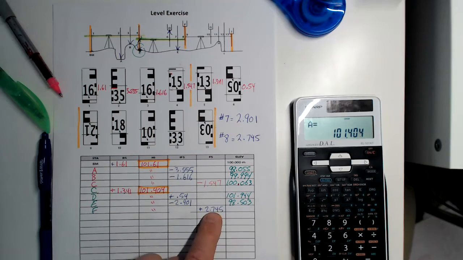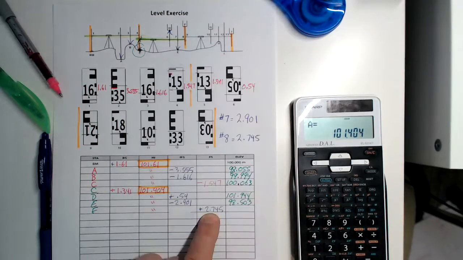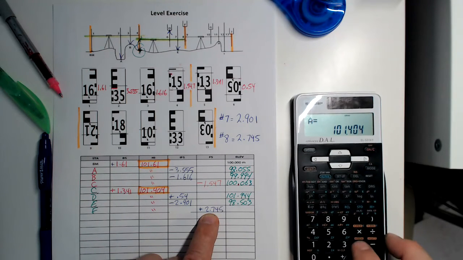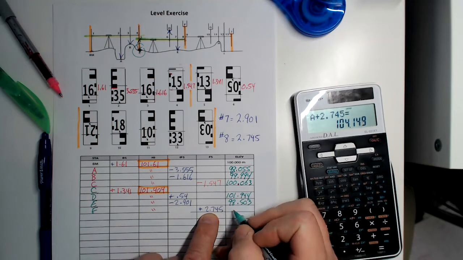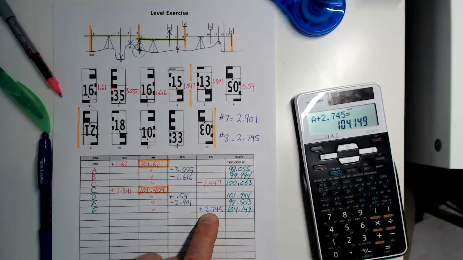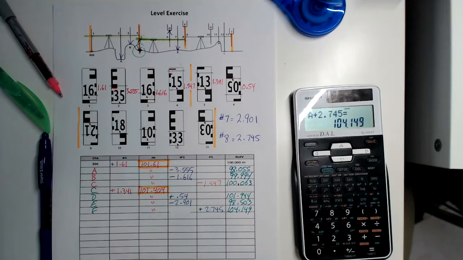Then our last reading, which is a Foresight reading, at our orange marker, is above our instrument height, which means we travel up to get to it, which means we add that reading, which is 2.745 for a final elevation of 104.149. I'm going to go ahead and just keep that in my calculator because I'll be using that again.